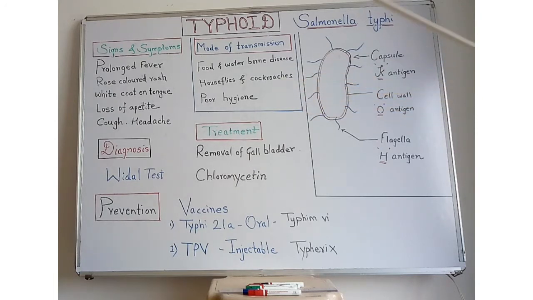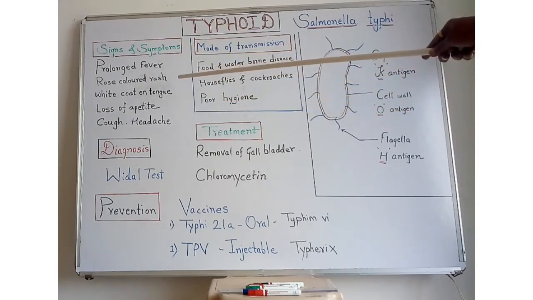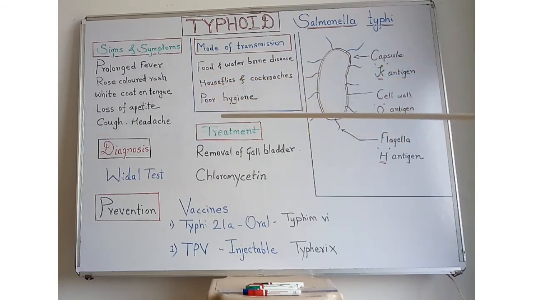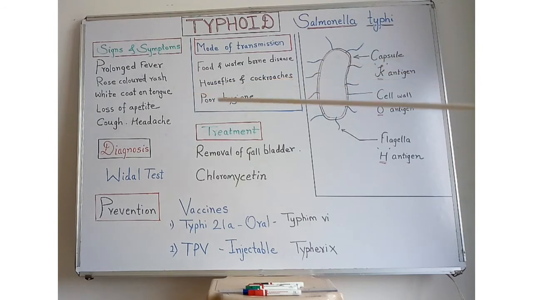Then comes the signs and symptoms. The symptoms seen in typhoid are prolonged fever, which is the characteristic feature of typhoid. Then rose-colored rashes are seen on the body. A white coat is formed on the tongue. There is loss of appetite. Loss of appetite is when the person doesn't feel like eating.